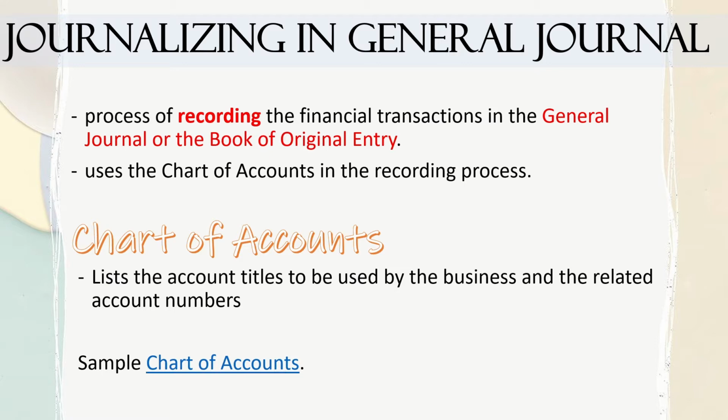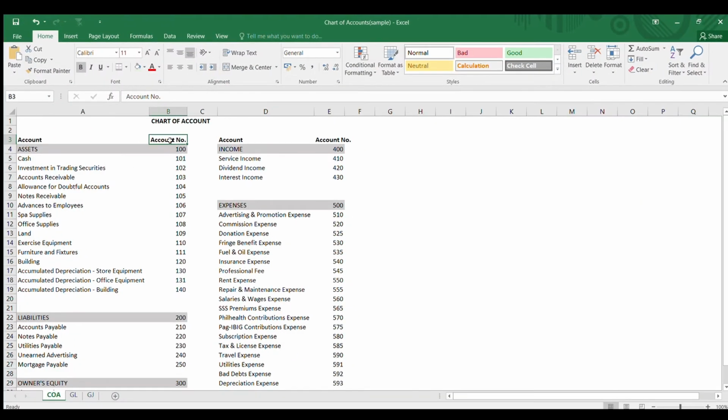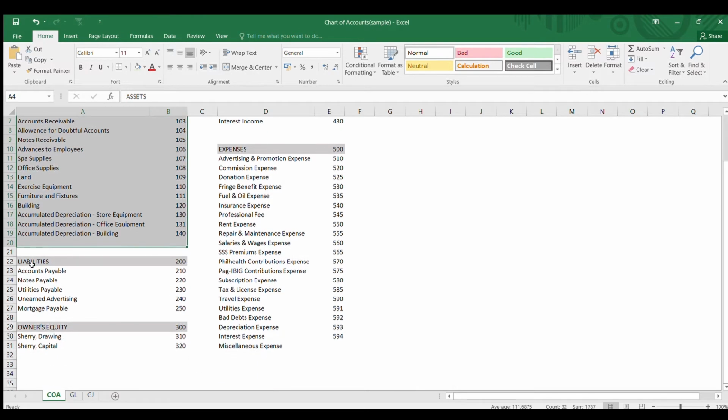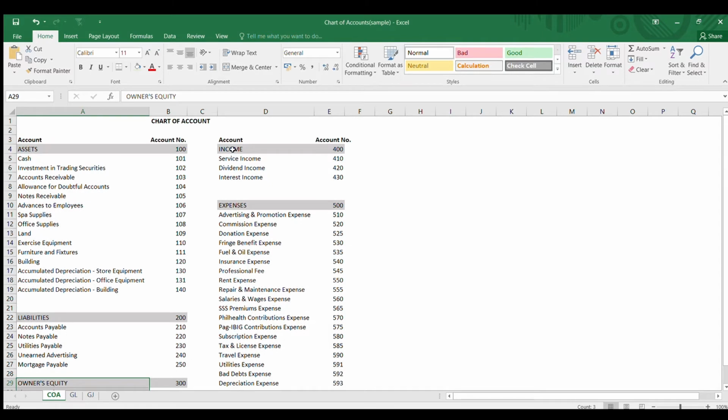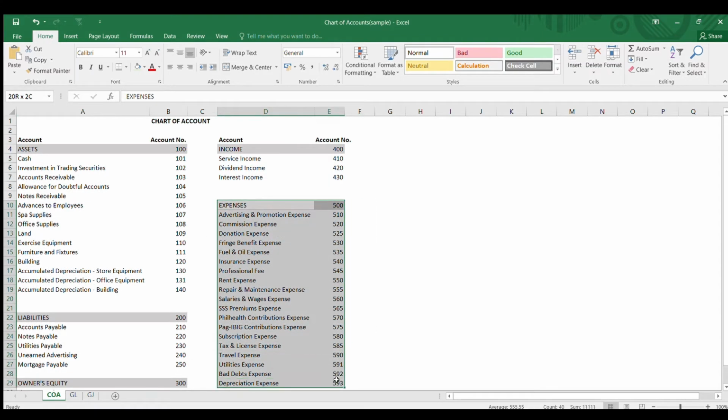An example of chart of account is this. So in here you can see all the assets, liabilities, owner's equity, income account, and the expenses. These account titles are what's used in the debit and credit recording of business transactions. That's why it's important to familiarize or have a copy of the chart of account.